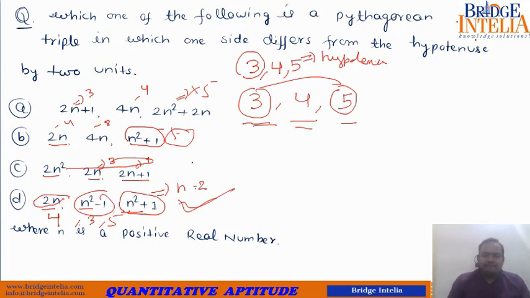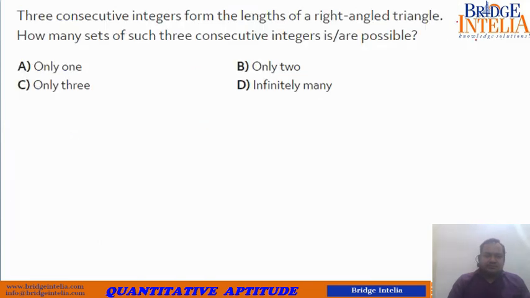So now let's move to the next one. Three consecutive integers form the sides of a right angle triangle. How many sets of 3 consecutive integers are possible? As I already told you, the only possibility is 3, 4 and 5. So only one possibility.